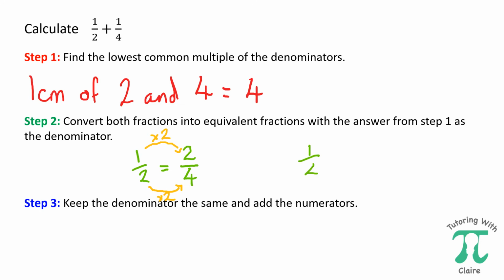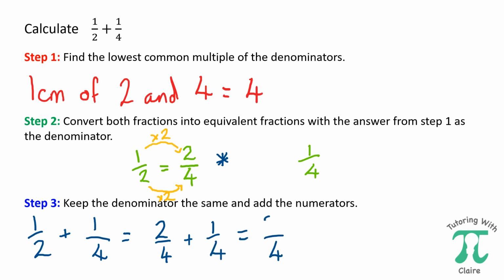Now 1/4 already has 4 as the denominator, so we can just leave it as it is. Now we're back to what we know, adding two fractions where the denominators are the same. So we have 1/2 plus 1/4, and we know that 1/2 equals 2/4 from step 2, so this is equal to 2/4 plus 1/4. Now we keep the denominator the same, so the denominator is 4, add the numerators, 2 plus 1 is 3, so the answer is 3/4, which is what we have already worked out.